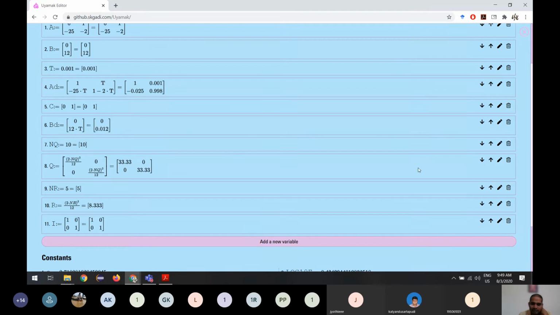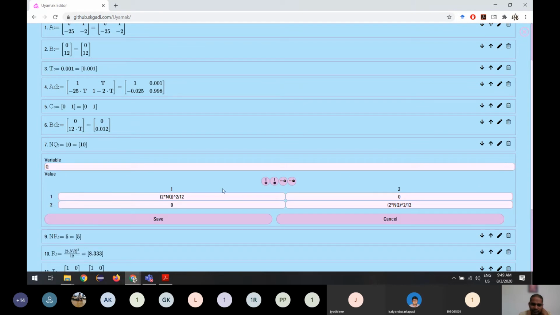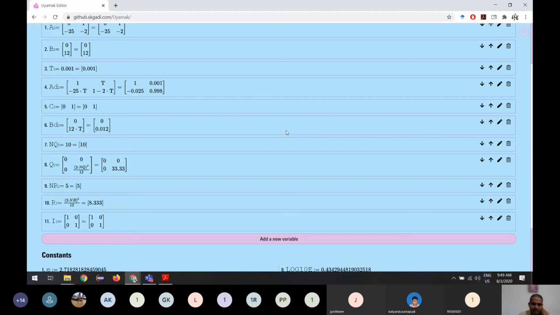But in our case, we don't have this matrix. We have only like this. We don't have any other noise. We have noise only to the second. So you should be writing like this.